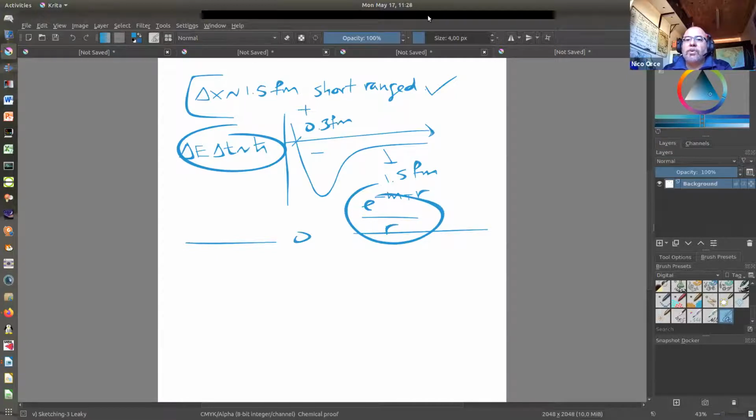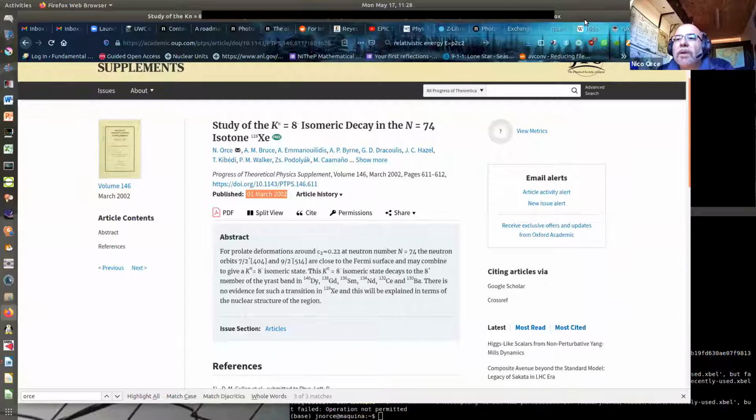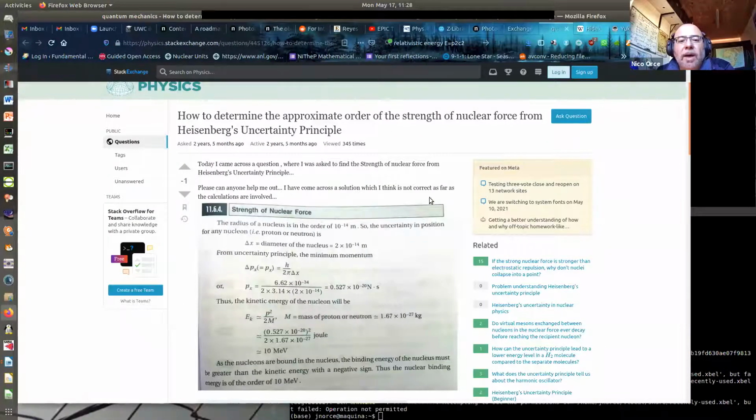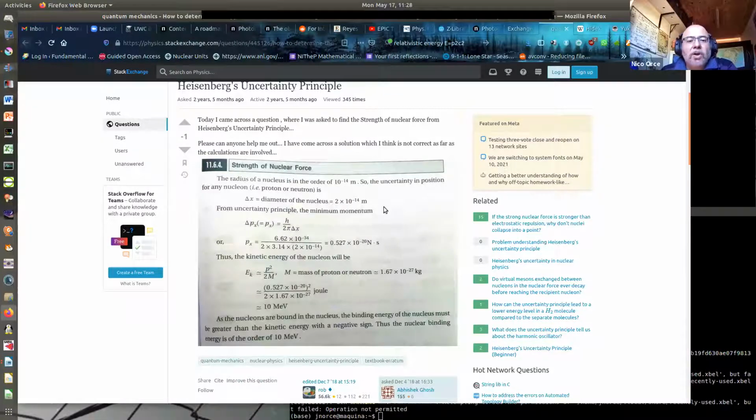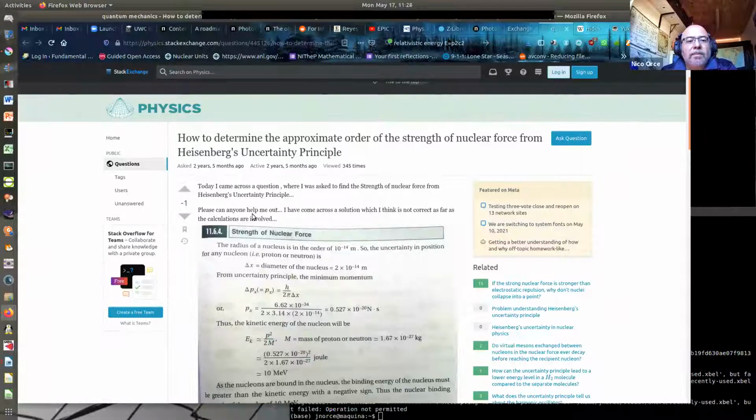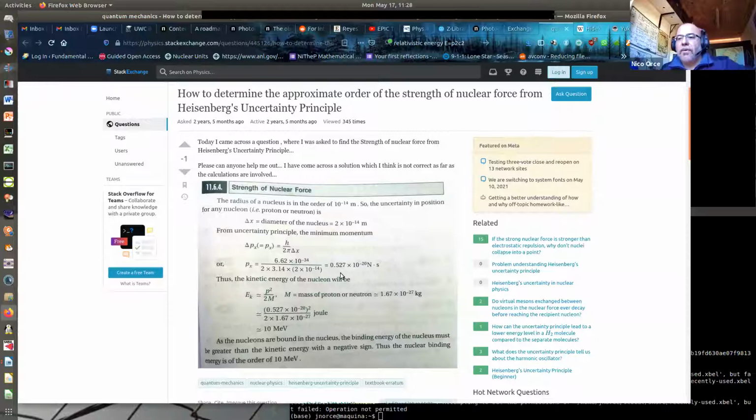And now I wanted to share with you something else. I want to ask questions. I want you to think about questions. I want to tell you about the difficulty: here there's a similar problem where someone came across the similar problem of using the uncertainty principle to deduce the strength, in this case, of the nuclear force. So please, can anyone help out? They have come across a solution which I think is not correct as far as the calculations are concerned. This is the danger of looking for things in Google and coming to understand.